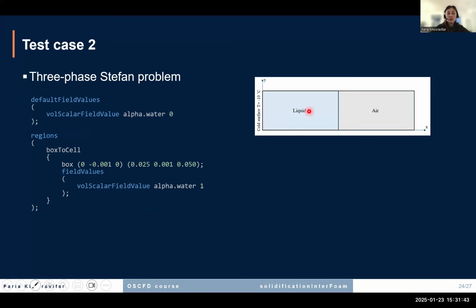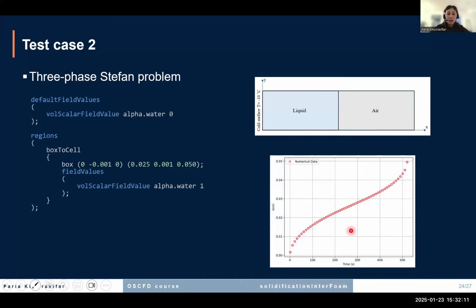Then I tried to consider two phases, where half of the domain is covered with liquid and the other half is covered with air. I also defined it with setFields, the same as the previous one, just in this case half of the domain is liquid and the other half is air. By checking the freezing front evolution, we can see that it will continue to move forward until the interface of the two phases, which is 0.05 meters, and it will stop there and will not show up in the post-processing folder.